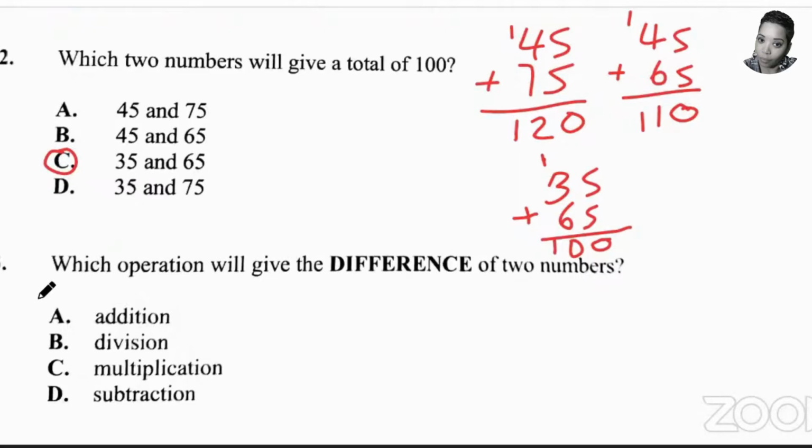Question 3, which operation will give the difference of 2 numbers? So the answer is D. When we subtract, the result that we get is called the difference, okay?